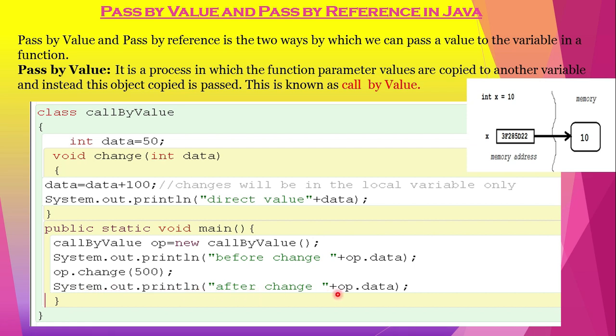What is the next statement? System.out.println after change. I am just checking whether the value of data is changed or not, so I am printing op.data again. What will be printed? 50 will be printed. So the answer will be 50, 600, 50. This data is not changing, because when you pass by value, a copy is passed here and used here. The original value will not change.